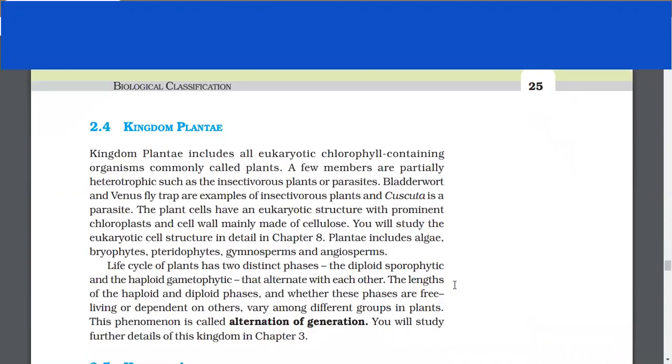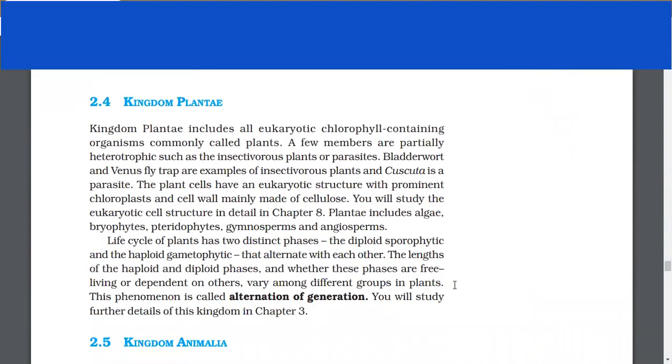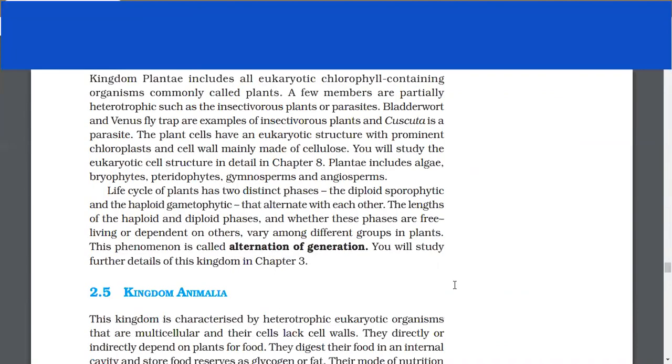Kingdom Plantae. Kingdom Plantae includes all eukaryotic chlorophyll-containing organisms commonly called plants. A few members are partially heterotrophic, such as the insectivorous plants or parasites. Bladderwort and Venus flytrap are examples of insectivorous plants, and Cuscuta is a parasite. The plant cells have a eukaryotic structure with prominent chloroplast and cell wall mainly made of cellulose. You will study the eukaryotic cell structure in detail in chapter 8.